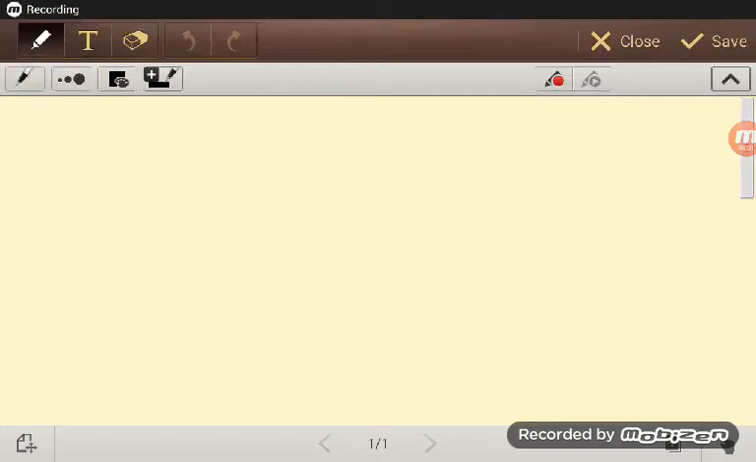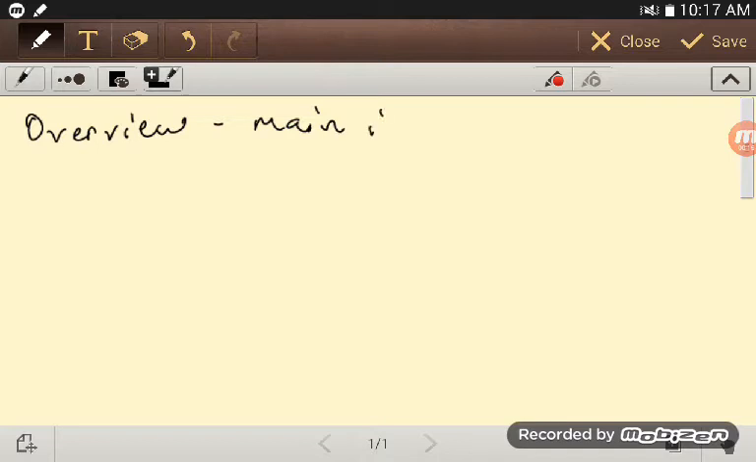So let's start with an overview of really the main idea in the course. This is what we're going to spend most of our time with. So let's look at that main idea first. And I'm going to start with actually continuous data.